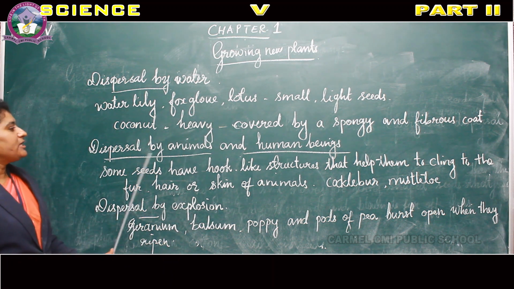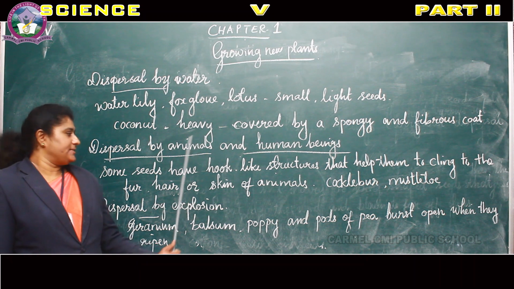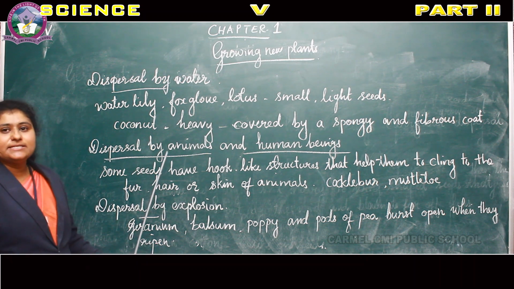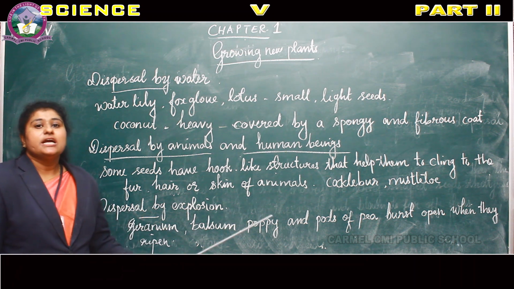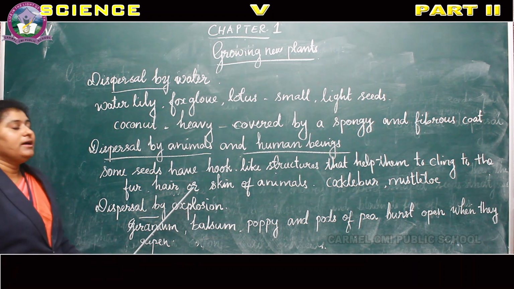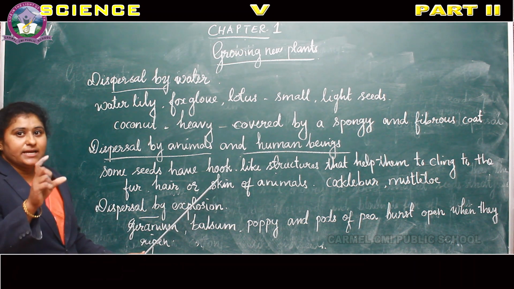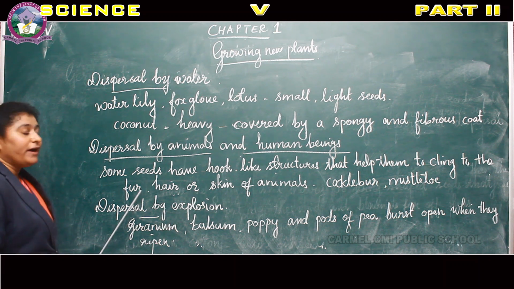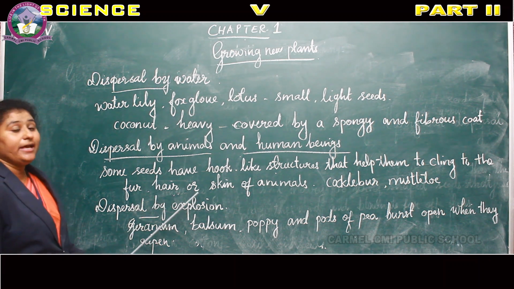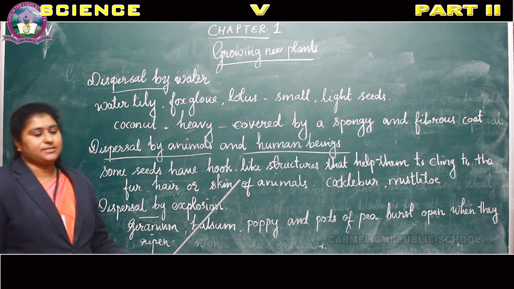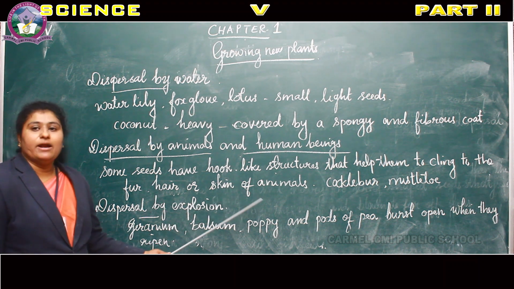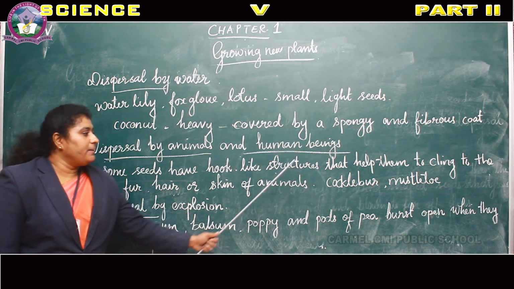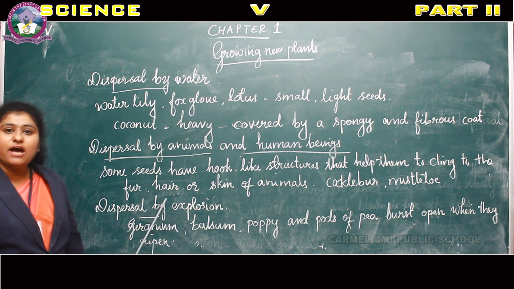Next is dispersal by animals and human beings. Some seeds have hook-like structures that help them to cling to the fur of animals. Cling means to hold tightly to the fur, hair or skin of animals. So they can carry it from one place to another. Cocklebur and mistletoe are examples of such plants.